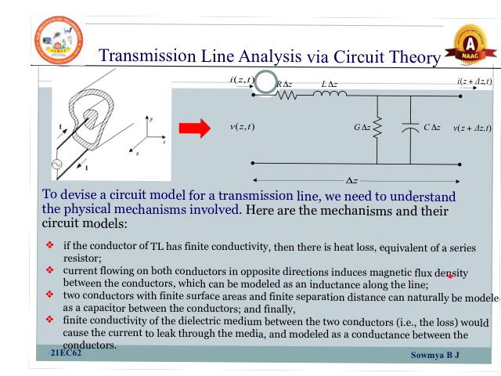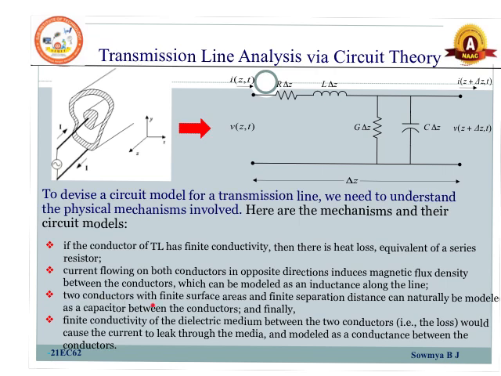Current flowing on both the conductors in opposite directions induces a magnetic flux density between the conductors, which can be modeled as an inductance along the line. Since the current is flowing on both the conductors in opposite directions, this results in magnetic flux density between the conductors. And when I say magnetic flux density, it is actually modeled as what? The inductance along the line. So in series with the resistance, we have the inductance.